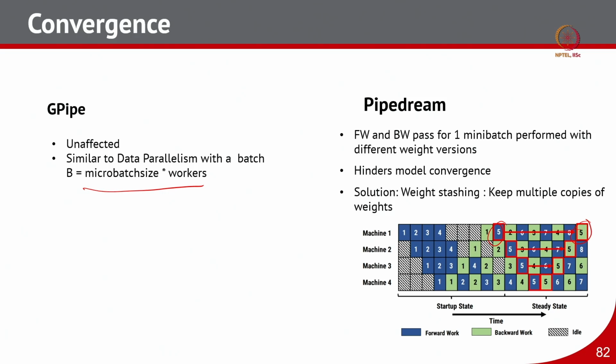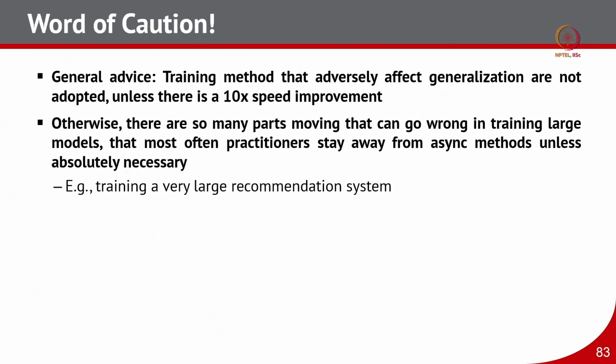So one solution is weight stashing. That means we can keep multiple copies of the weights until that particular mini batch is done. We will keep a separate copy of the weights for the 5th mini batch until its backward pass is done. We can do that, but then again it will take more memory, right. So these are the disadvantages of PipeDream. Of course PipeDream allows us to reduce the pipeline bubble, which improves the GPU efficiency, but at the same time the model convergence is hindered, right.